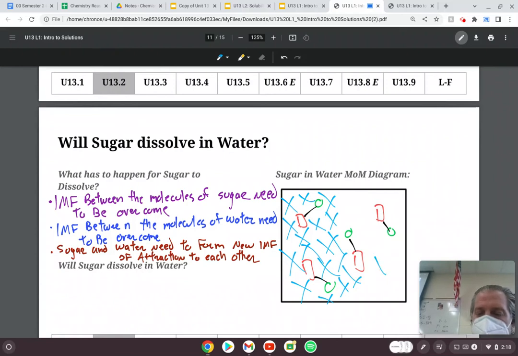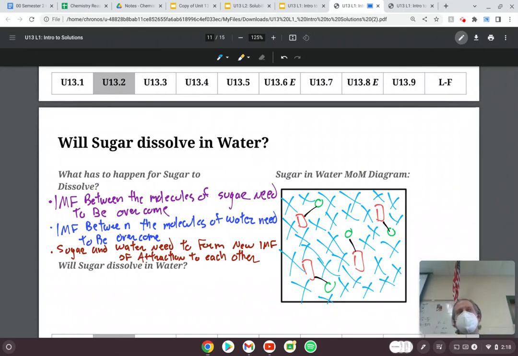So we're simply showing that the sugar and the water have mixed together. And when the sugar and water have mixed together, there was now new space for each of those particles.